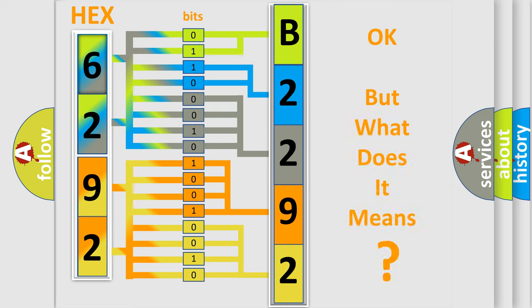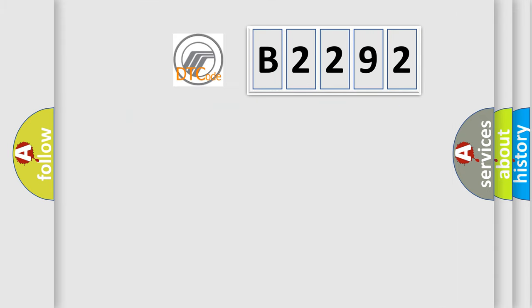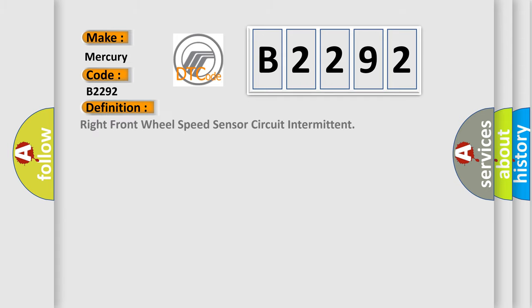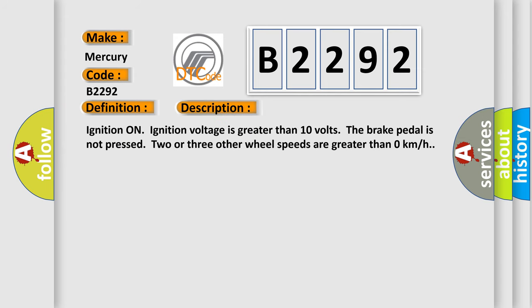The number itself does not make sense to us if we cannot assign information to what it actually expresses. So, what does the Diagnostic Trouble Code B2292 interpret specifically for Mercury car manufacturers? The basic definition is: right front wheel speed sensor circuit intermittent. And now this is a short description of this DTC code. Ignition on, ignition voltage is greater than 10 volts, the brake pedal is not pressed, 2 or 3 other wheel speeds are greater than 0 km per hour.